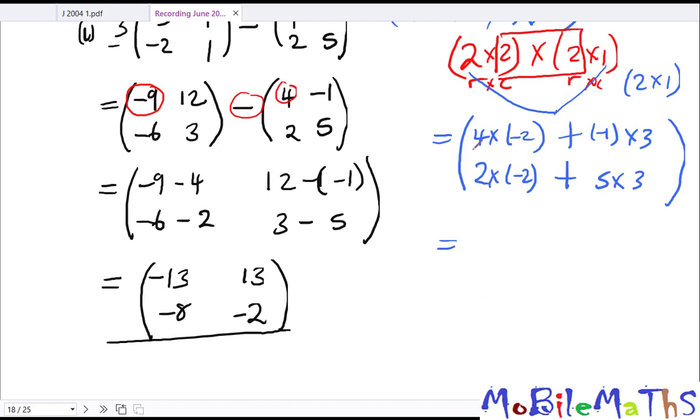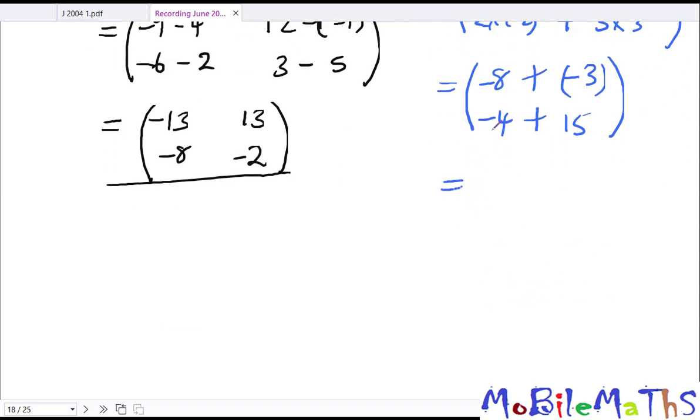Simplifying, we are getting 4 by minus 2, that's a minus 8, plus minus 1 by 3, that's a minus 3. Okay, then below 2 by minus 2, that's a minus 4, plus 5 by 3, that's a 15. Okay, so this is our matrix.